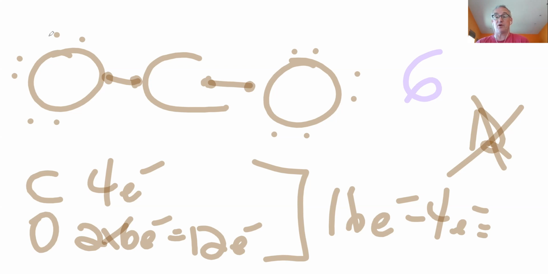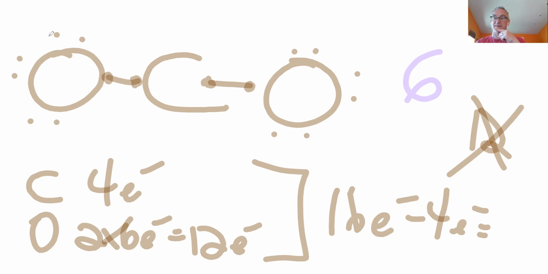First, let's count the number of lone pairs. How many lone pairs does each oxygen have? 3. So how many electrons is that? 3 times 2 is 6. And it's got 1 bond as well, and it can claim one of those electrons from the bond for itself. So what's the total number of valence electrons it has?